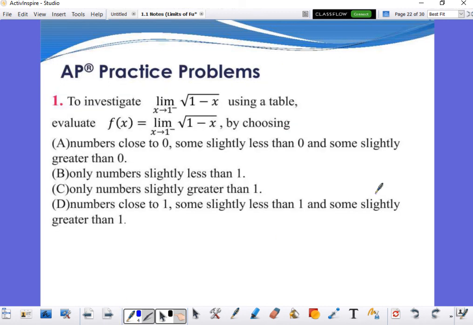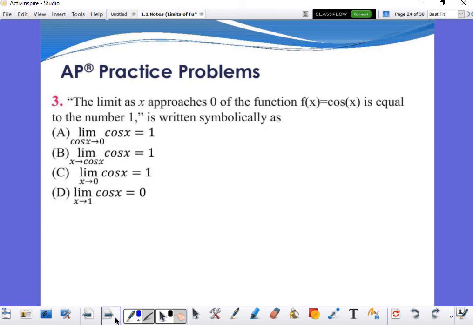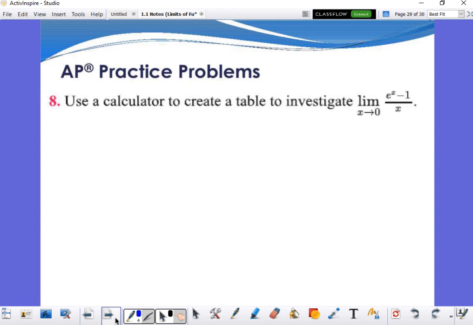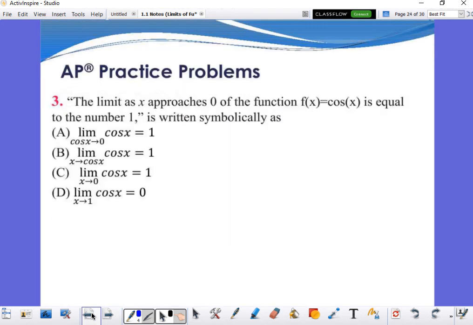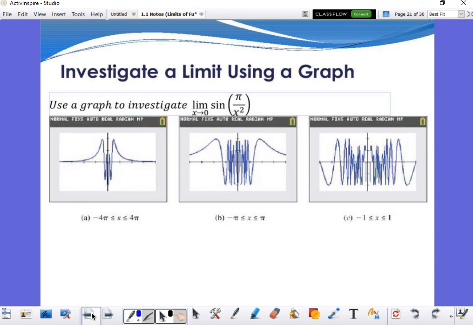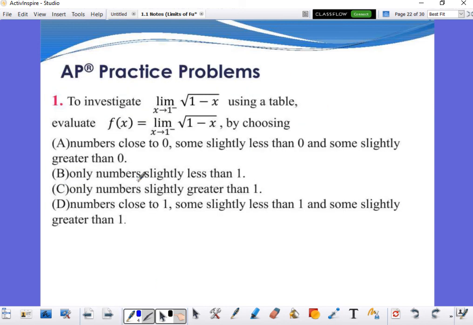Okay? So that leads us to our practice problems for this unit. So in your notes, you have 8 of these problems. And we're going to do these together in class later on. But right now I'm going to show you the homework problems that we have.